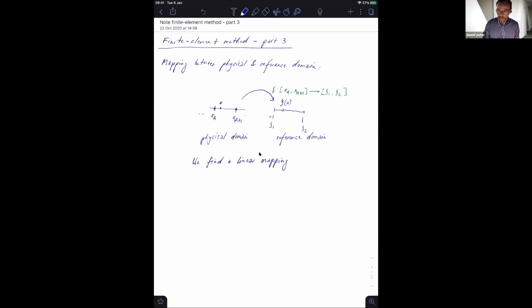Does that answer your question? Yes, thanks. Okay. Good. For the linear mapping, we found that.